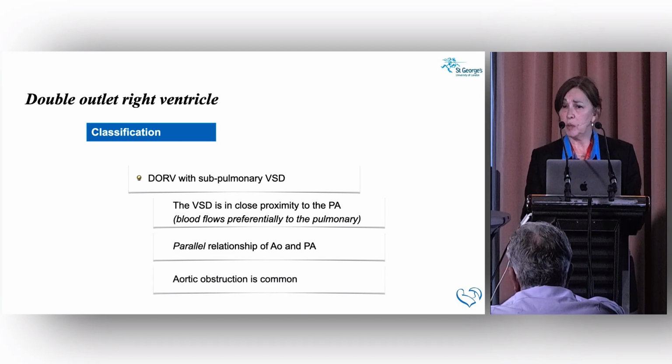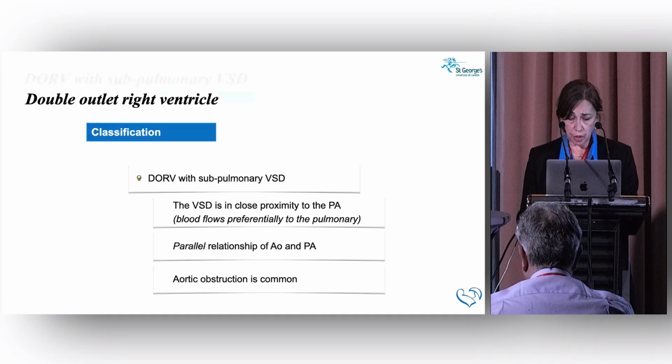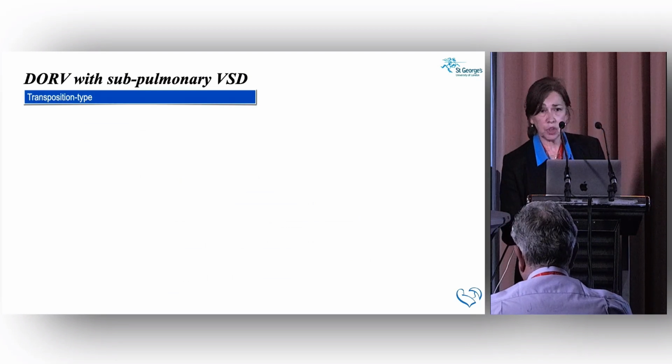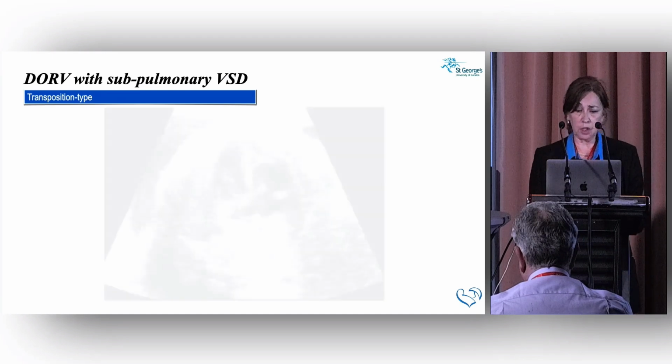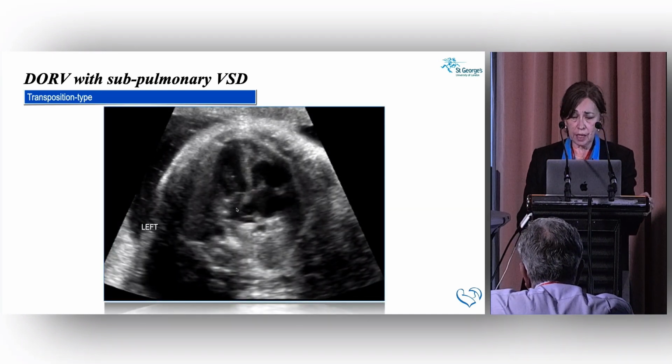And contrary to the subaortic one, the subpulmonary one has aortic obstruction, and I'll show you some clips why we have this malalignment VSD that causes obstruction to the vessel coming further away from the right ventricle. So this is, as you can guess, called a transposition type on a subpulmonary VSD, so it's a completely different presentation. So here we have a 4-chamber view, left side here.